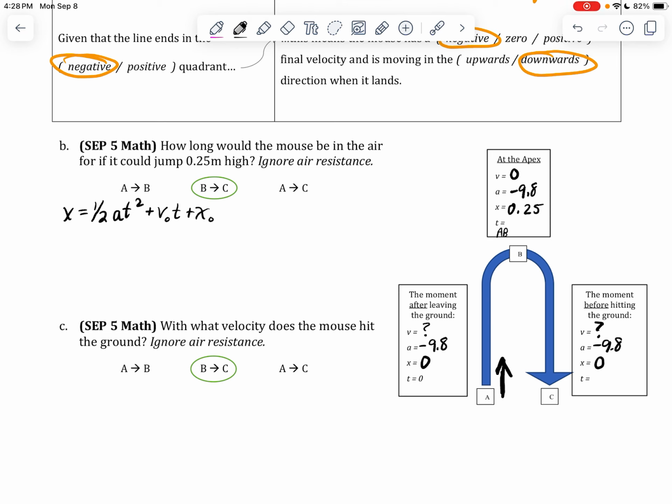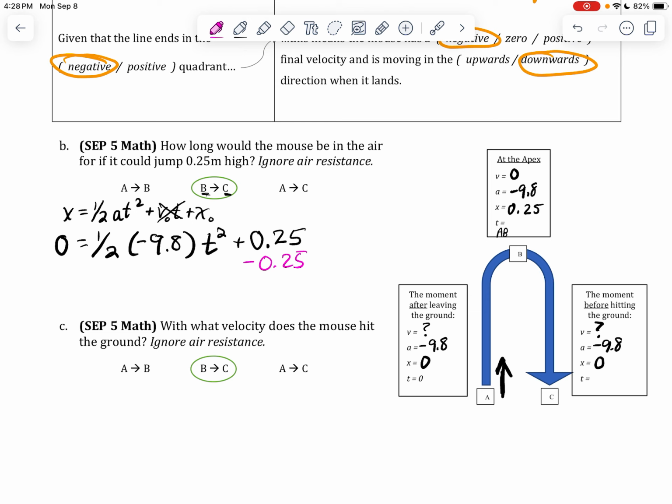So x is the final position. That's the position at C, so that's 0. 1/2 the acceleration, in free fall, is negative 9.8 meters per second squared. The time is what I'm solving for. The next one here, you don't have to write this down, but it's the initial velocity, the velocity at B, which is 0, times t. Well, 0 times anything is 0, so that just kind of goes away. Plus the starting position, and the height at B is 0.25 meters. Then we just need to solve it algebraically.